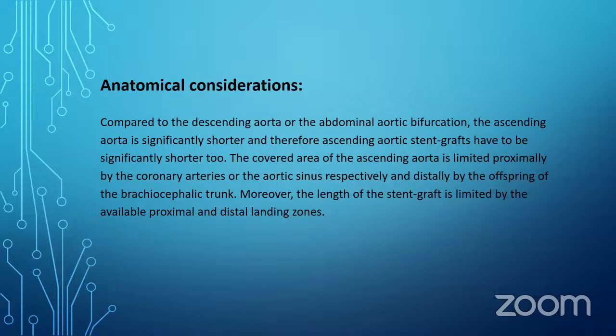Consideration compared to the descending aorta or abdominal aorta bifurcation, the ascending aorta is significantly shorter, and therefore ascending aortic stent grafts have to be significantly shorter too. To cover the area, the ascending aorta is limited proximally by the coronary arteries or by the aortic sinus, and distally by the origin of the brachiocephalic trunk. Moreover, the length of the stent graft is limited by the available proximal and distal landing zone.